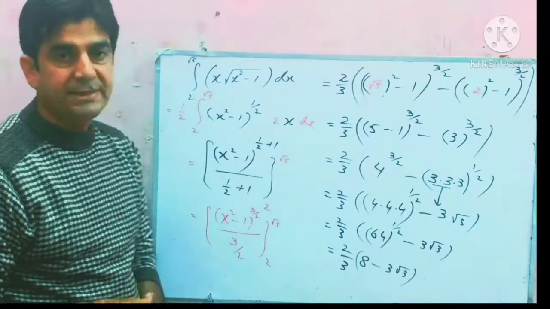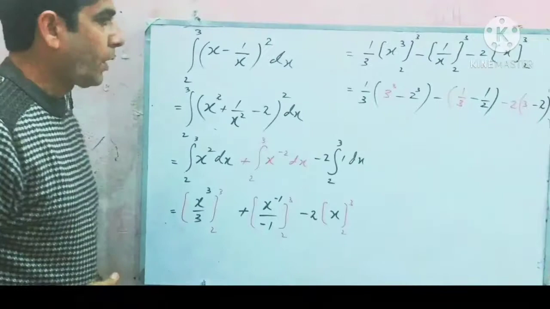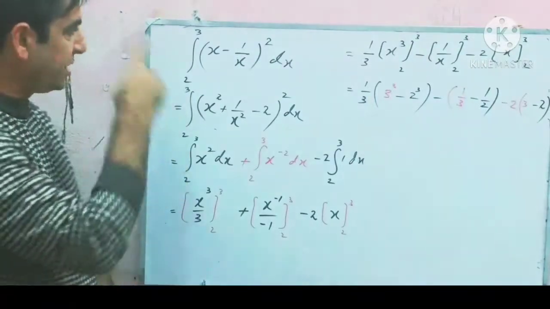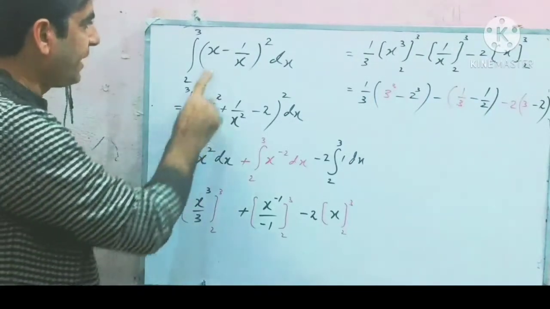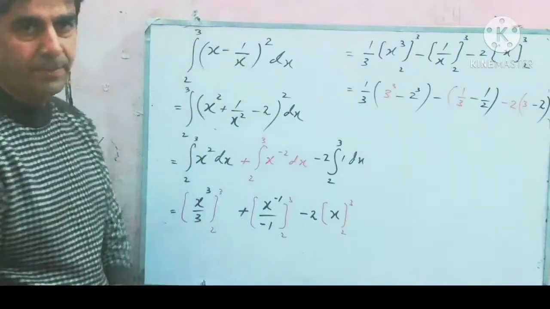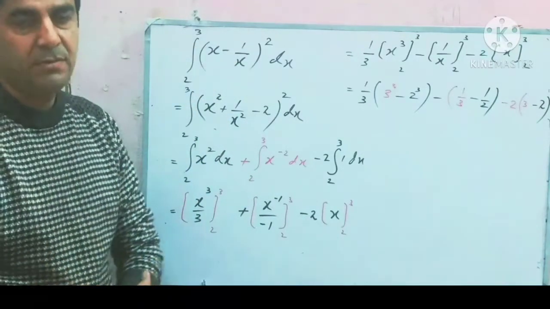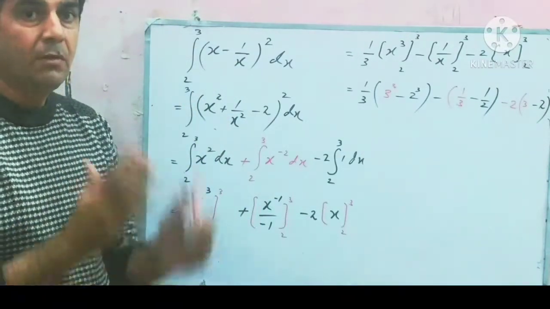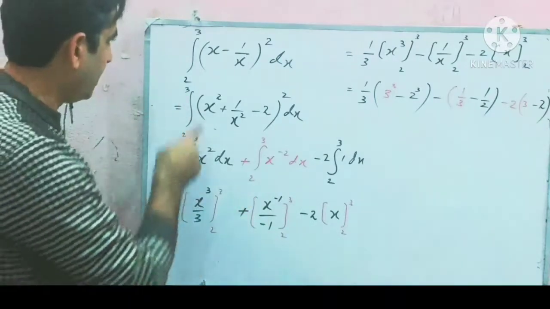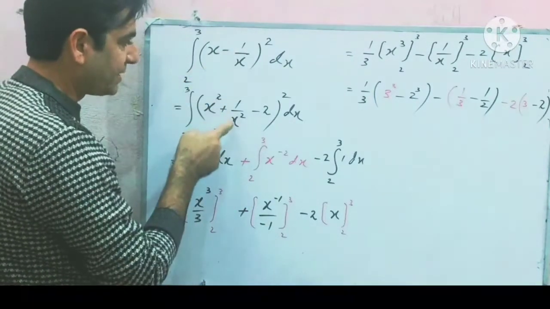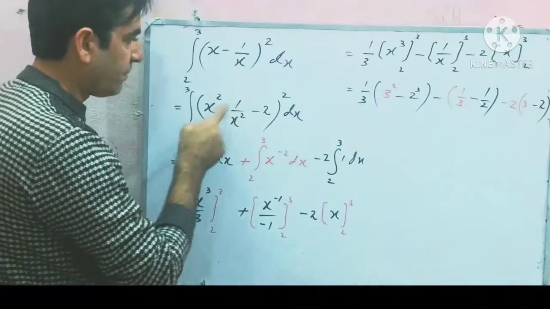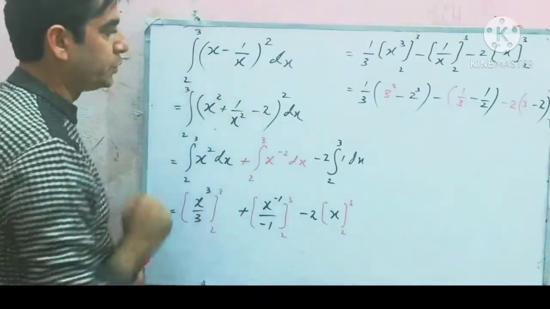Now go for the second question. So here is the second question of today's lecture. We have x minus 1 over x whole square. So we know that when we have whole square, we shall expand it. Here x square plus 1 over x square, a square plus b square minus 2ab, which will be 2.